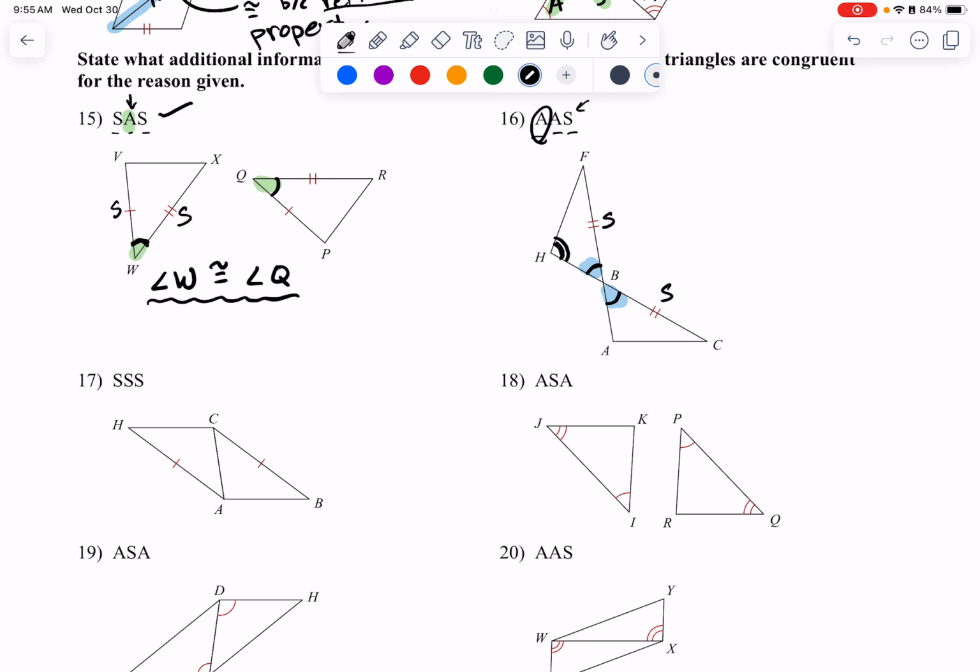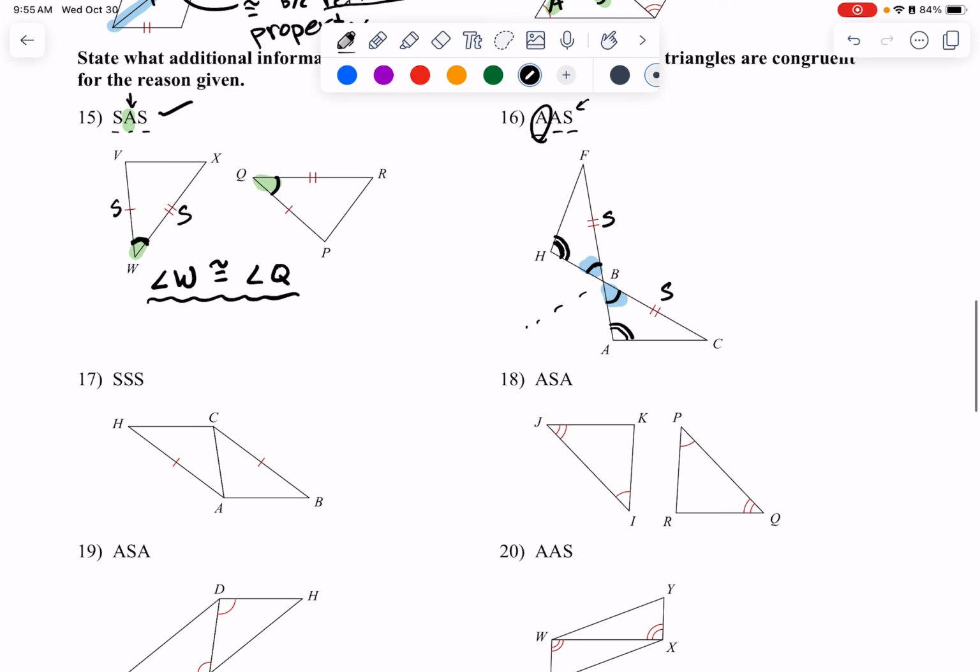Similarly, I need this other angle that is across from it. Now these do look like they're going to match up. It looks like they're going to reflect across this line, so that's helpful to see too. And so that tells me that the missing piece I needed was this angle H and angle A. So I'll say angle H congruent to angle A would have been my missing piece of information.